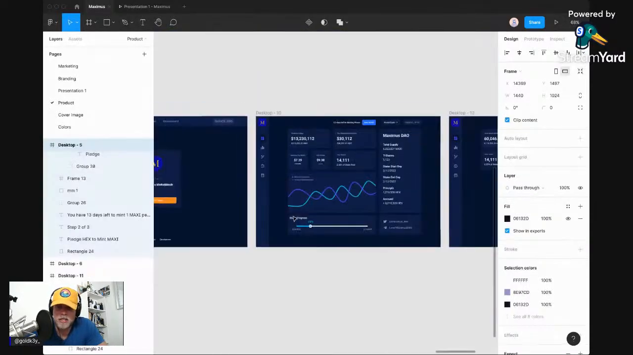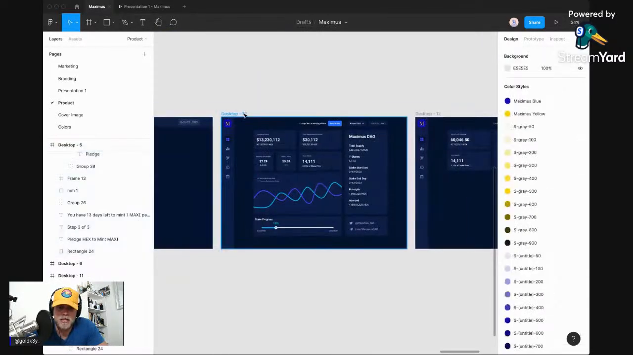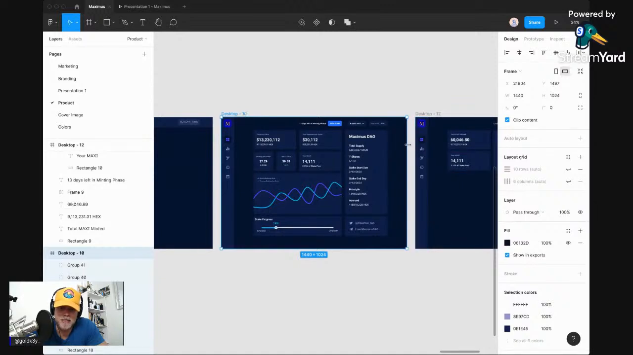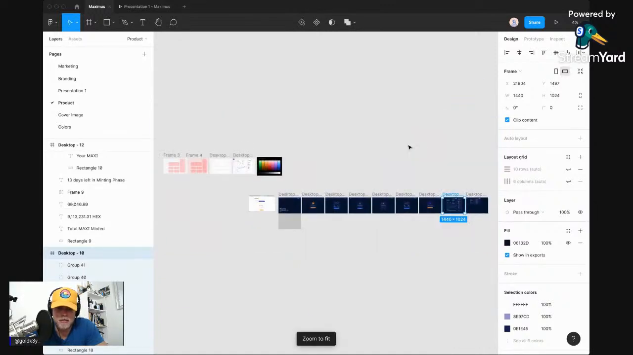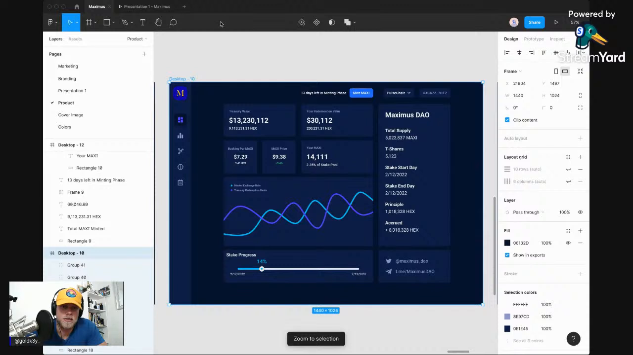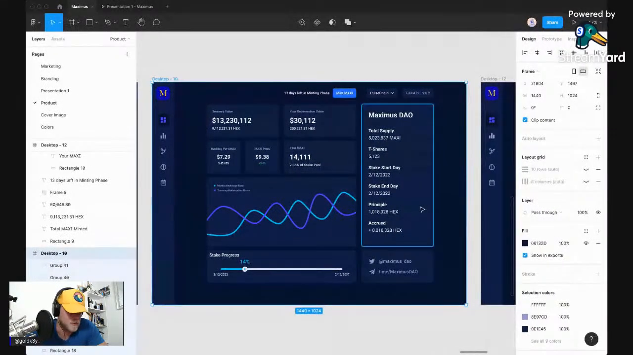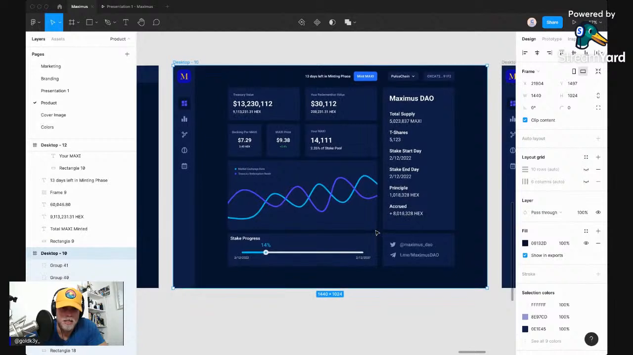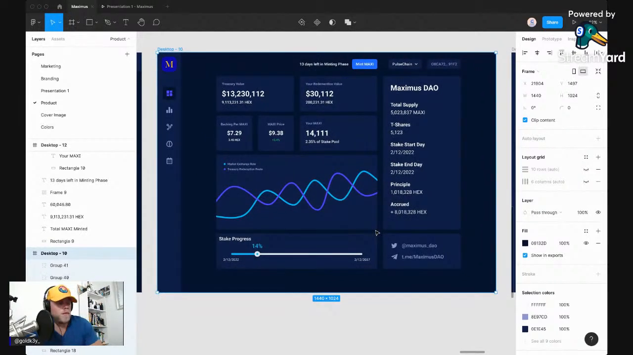So I'll give you guys a little look at what the dashboard will possibly look like. I think this is pretty awesome. So yeah, we made a dashboard for the test phase. It's pretty simple. It just shows the total maxi, your maxi, and some dates for when things are happening. But this is what it could look like.